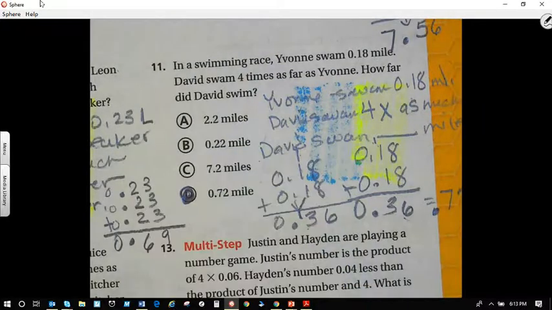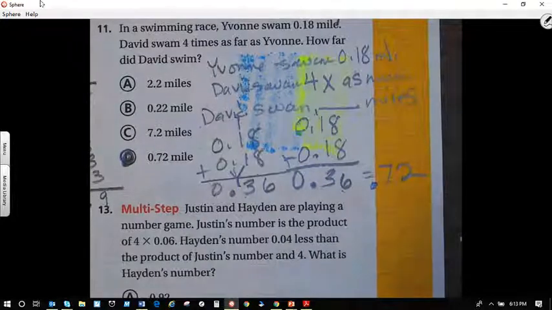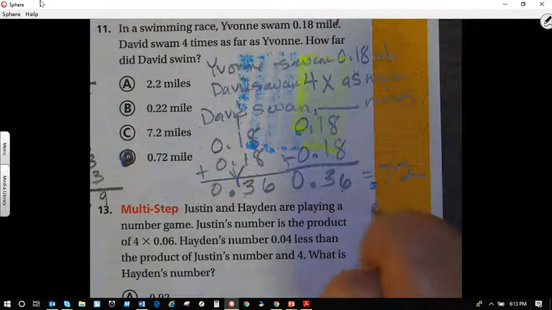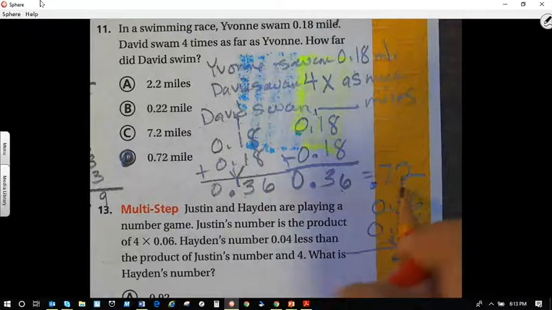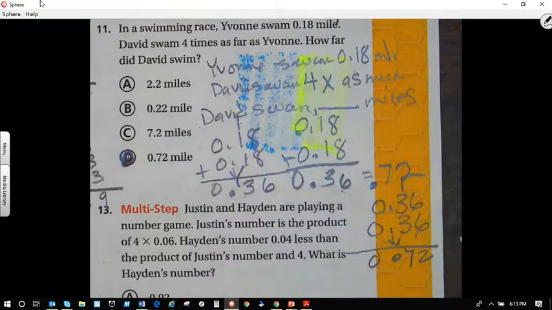Okay, I kind of did that horizontally rather than vertically. So I hope that you understand it. If you don't, simply add it this way so that you can see it and get a better picture. Bring down my decimal. 6 plus 6 is 12. Regroup. 3 plus 3 is 6 plus 1 is 7. And bring down my 0. And that's what that goes.